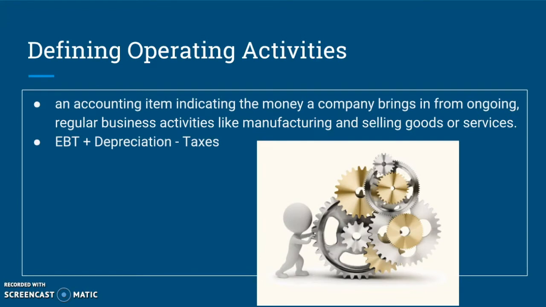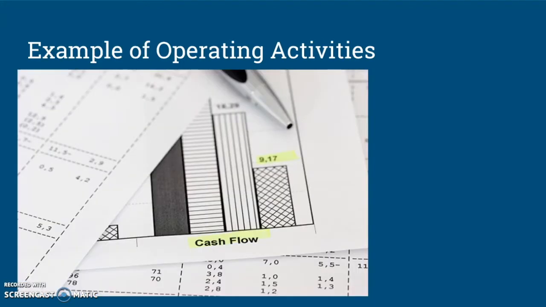Operating activities is an accounting item indicating the money a company brings in from ongoing, regular activities like manufacturing and selling goods or services. These activities will provide the majority of a company's cash flow and will largely determine if a company is profitable or not. Cash flow from operating activities doesn't include long-term capital or investment costs, but it does include earnings before tax plus depreciation minus taxes. Here's an example of operating activities.